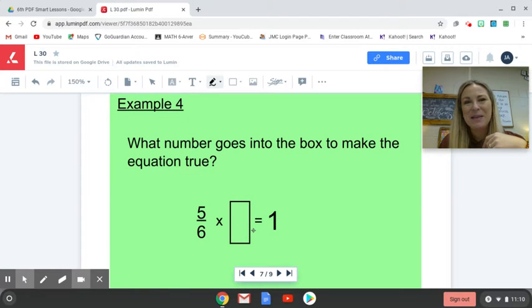Again, another reciprocal problem. What number goes into the box to make this equation true? Pause the video and unpause when you're ready to check your work.